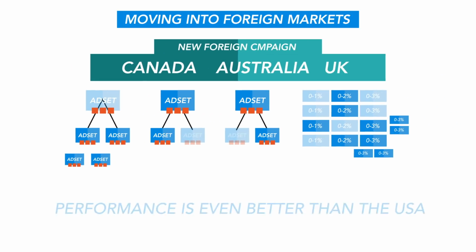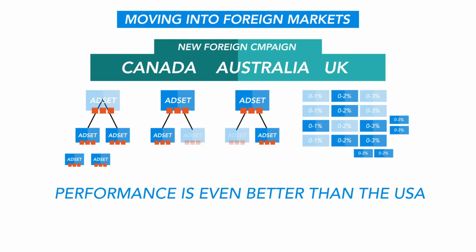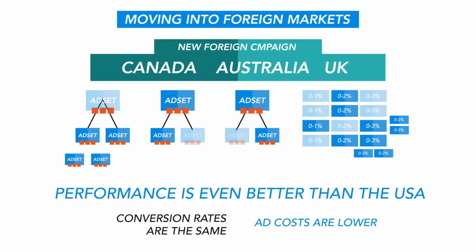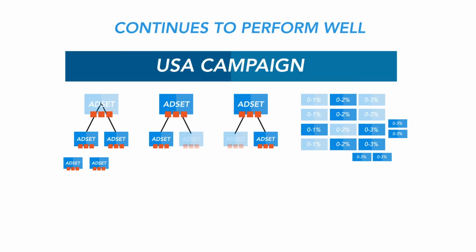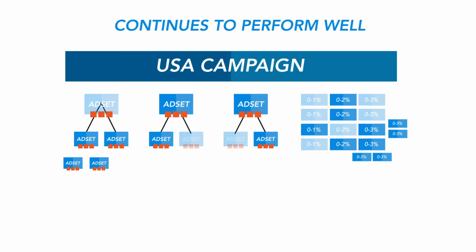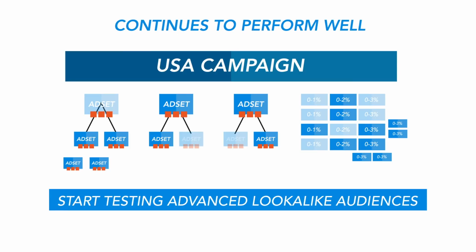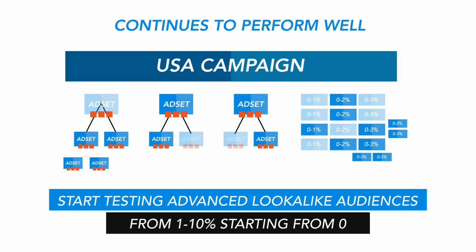And a lot of times, performance is even better than the United States because conversion rate stays the same, but advertising costs are much lower in these countries. Now, as you're scaling this region, if your USA campaign continues to perform well, you should start testing advanced lookalike audiences, which run from 1 to 10%, starting from 0, just like before. And this is really gonna expand your audience size and let you scale even higher.